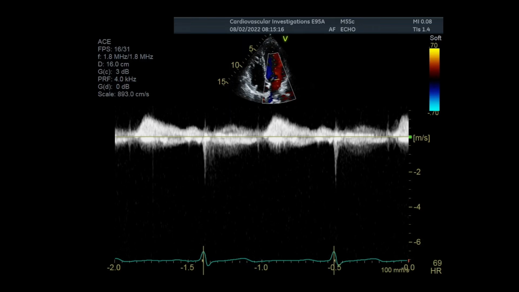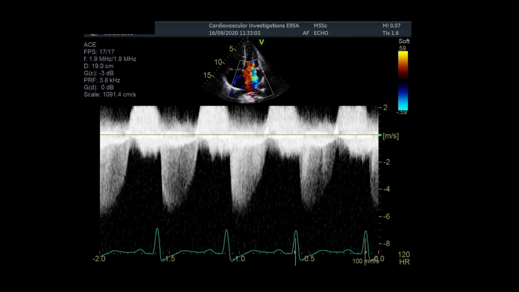Sometimes your 2D image and perhaps your color isn't particularly sharp or not particularly good quality, but you should still see CW through the valve to see what kind of spectral Doppler display the machine can pick up.